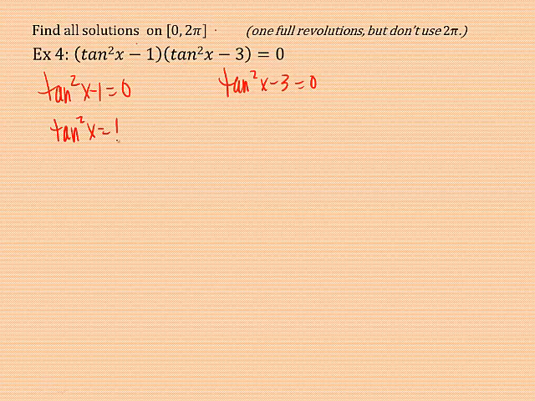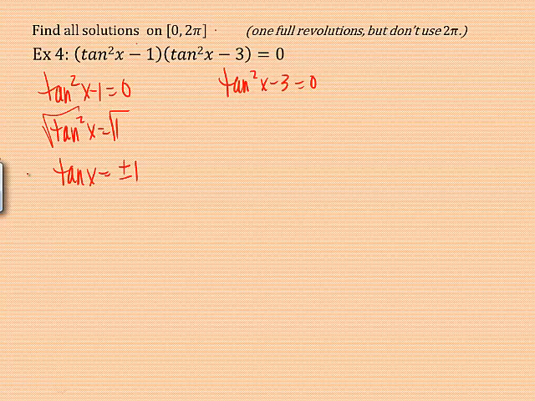Tangent squared x equals 1. Square root both sides, right? So I get the tangent of x equals positive or negative 1. Where are tangents 1? Well, that's the pi over 4s, right? So x would be pi over 4, 3 pi over 4, 5 pi over 4, and 7 pi over 4.